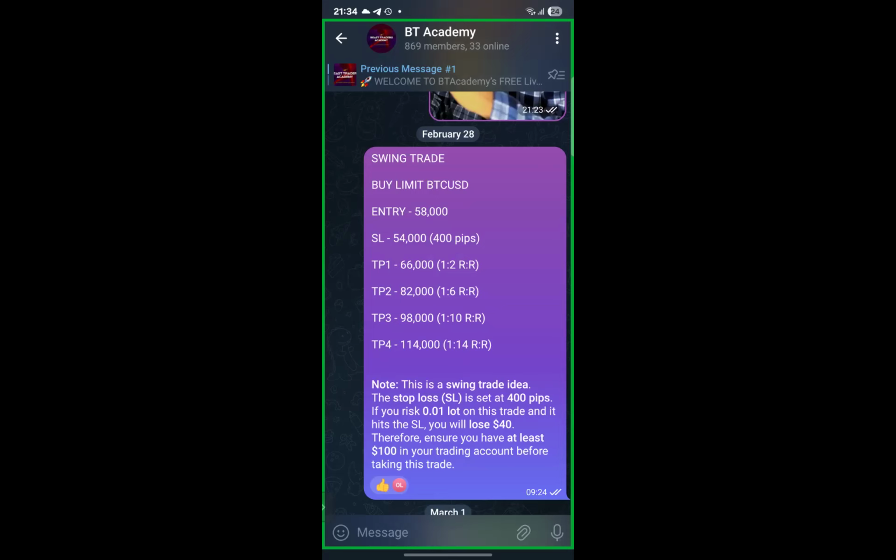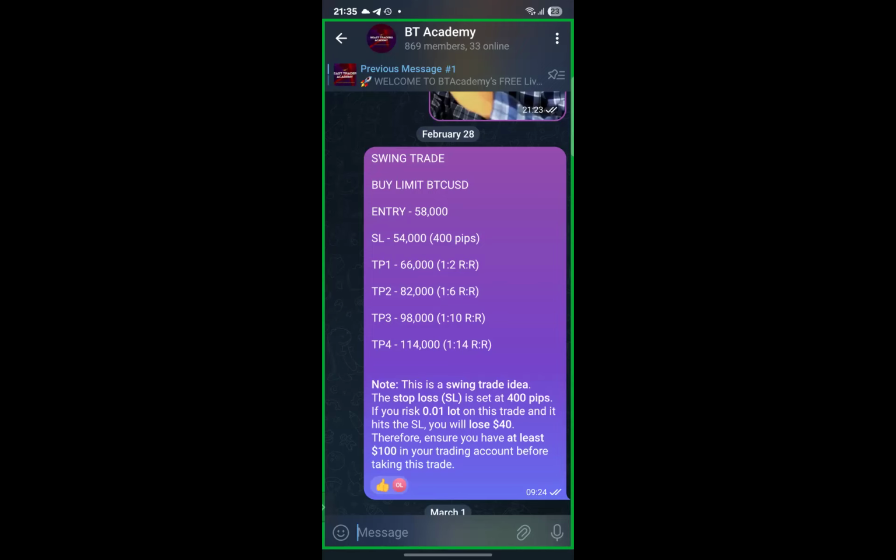I'm the only person I know who drops signals like this in the front. Are you with me? So if the stop loss is 5 pips, I'll put 5 pips beside the stop loss. Here I put 400 pips because the stop loss was 400 pips.